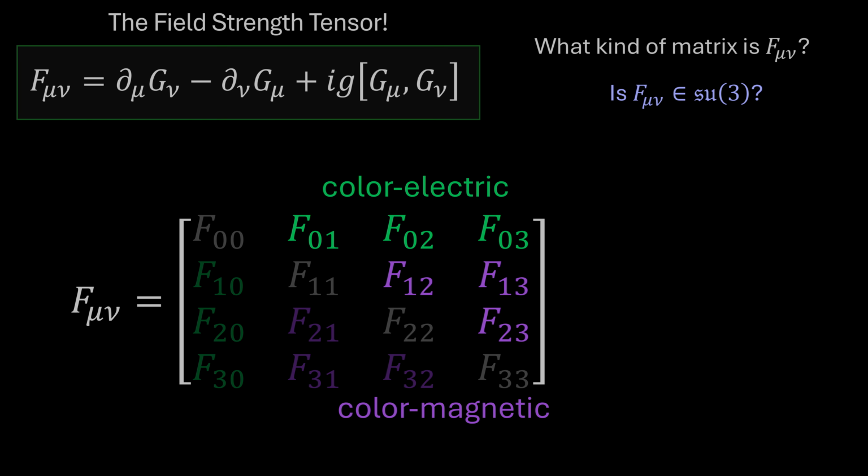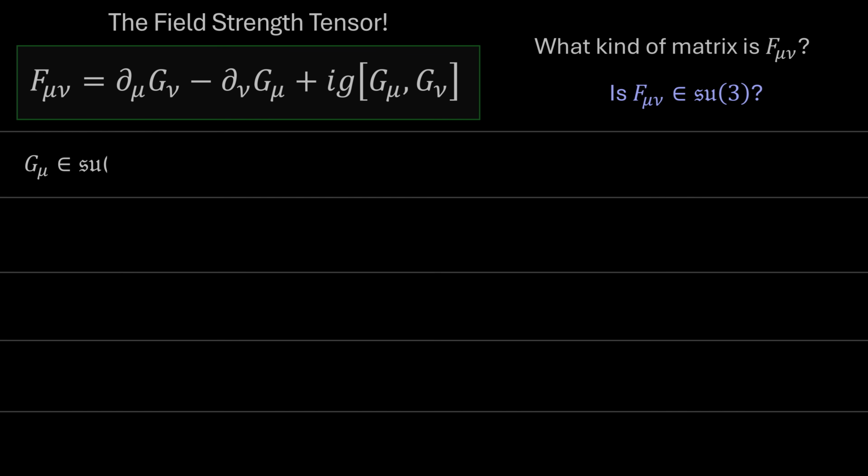But if we zoom into the components of that tensor, which themselves are 3x3 matrix valued, then what kind of matrices are those? For example, do they live in SU(3)? Well, for starters, we know that F mu nu does have to be a 3x3 matrix because it involves the derivatives and the commutator of the gauge field, which itself is comprised of 3x3 matrices. But to prove that F mu nu lives in SU(3), we have to demonstrate that F mu nu is Hermitian and also traceless. Because we know this about G mu. We know that G mu lives in SU(3), by which we mean that G mu is Hermitian and G mu is traceless.